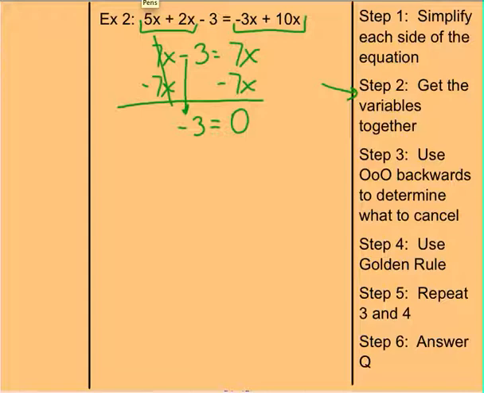So we did use the golden rule to get our variables together, but again, our variables canceled, so we're going to jump down to step 6 now and answer the question. Again, if the variables disappear and you're left with a statement that is true, you have many solutions, like 16 equals 16. If you are left with a statement that is false, like negative 3 equals 0, you have no solution or 0 solutions.